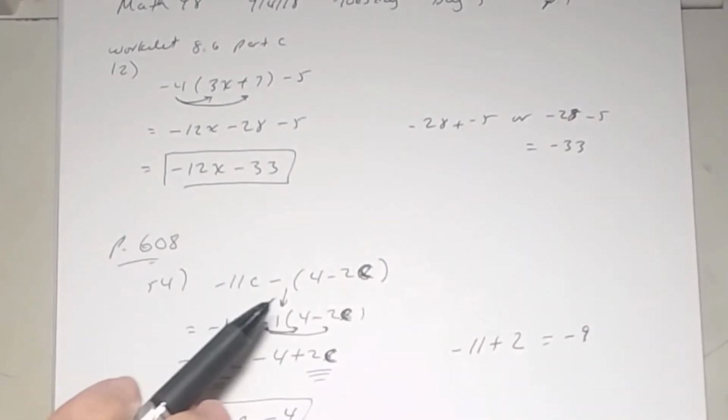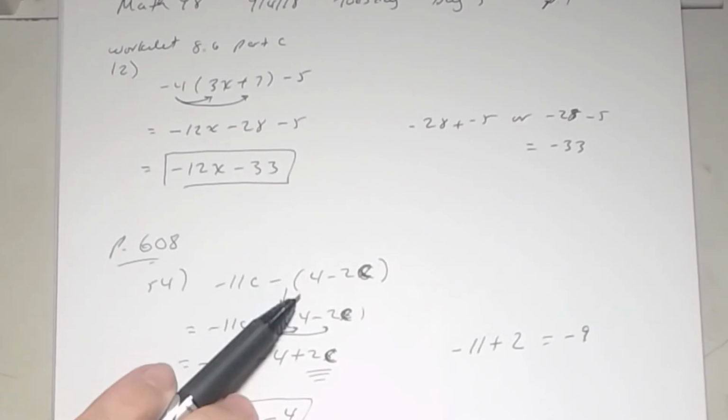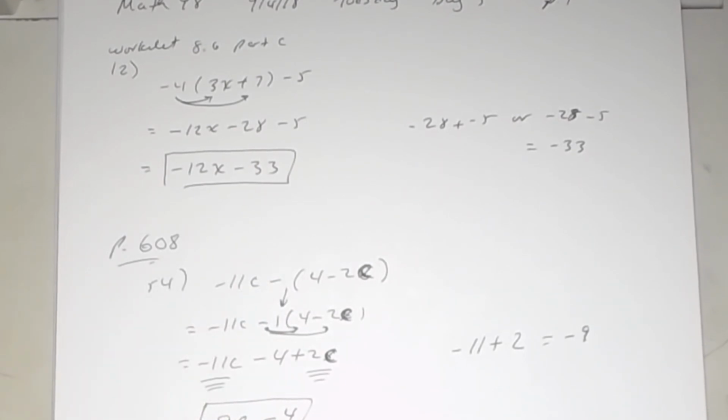So again, if you don't see a number there, send it to be a 1, so you can distribute, in this case, a negative 1. So everything inside the parentheses has to be multiplied by negative 1. All right, you're going to see things like this for the next course, the course after that, and so on until you're done with math.